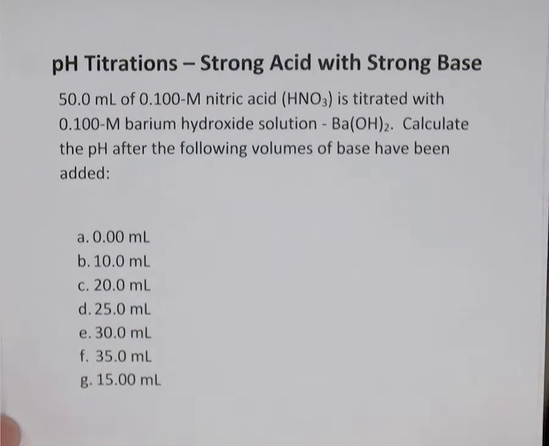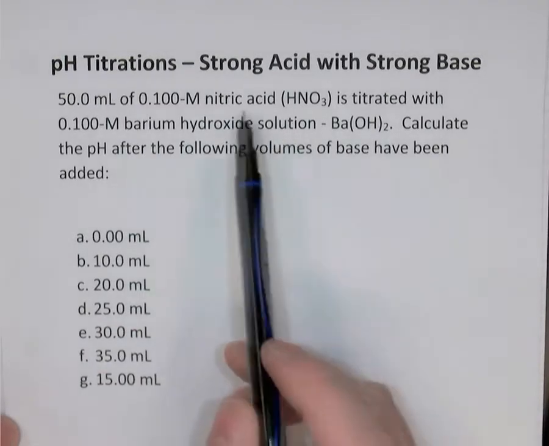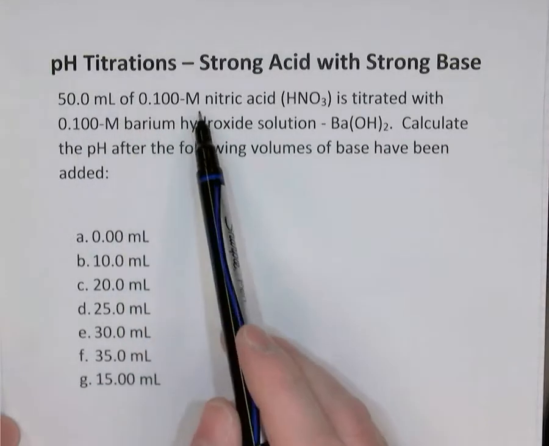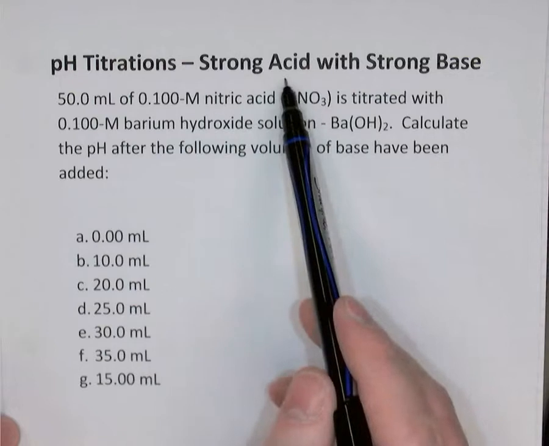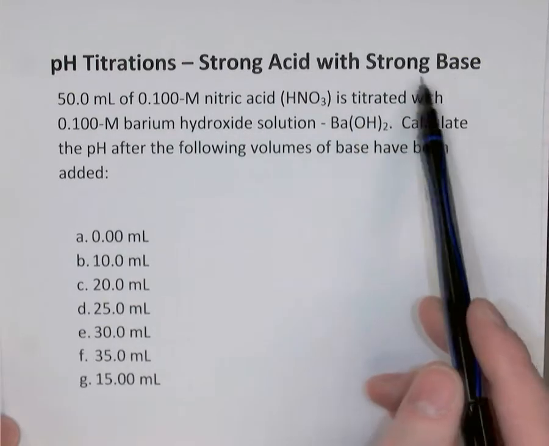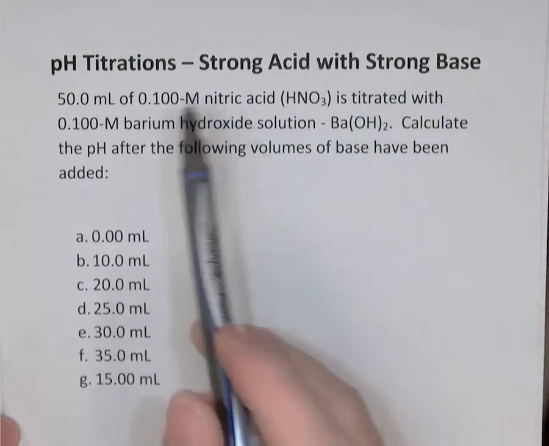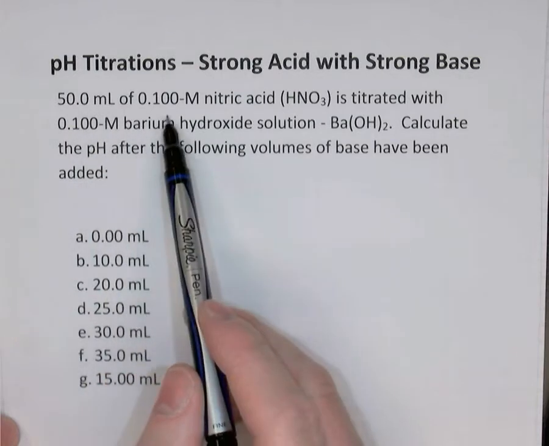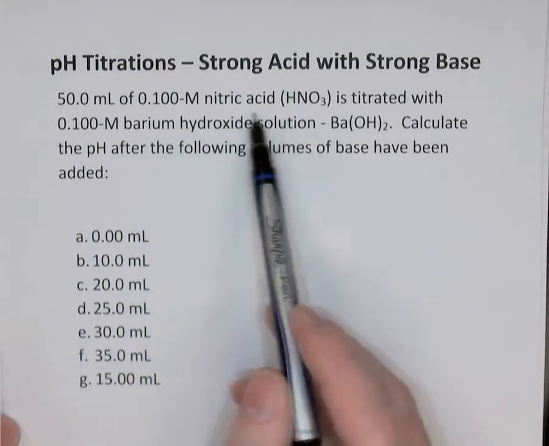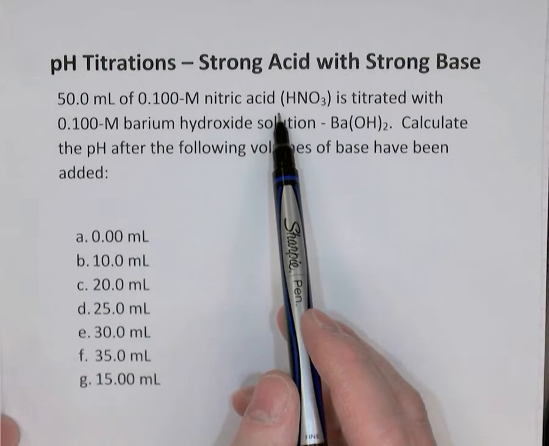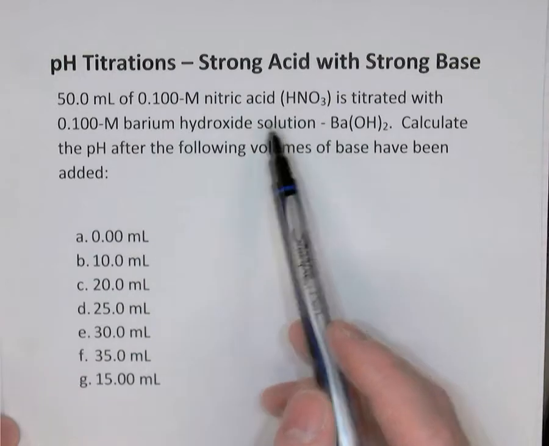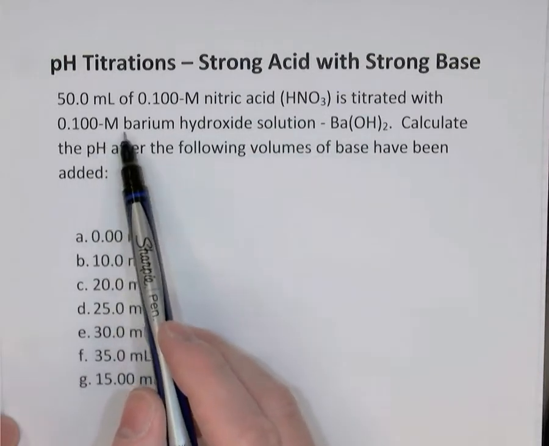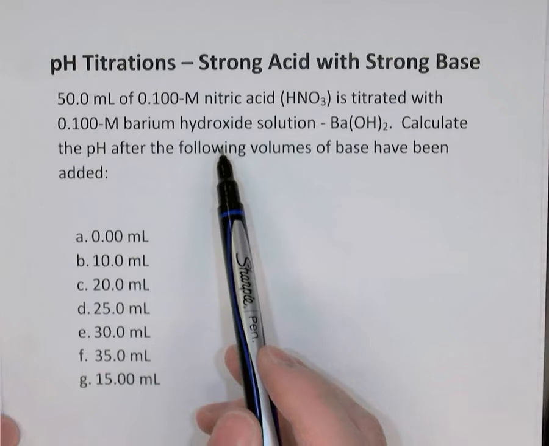Alright, in this video we're taking a look at the first type of pH titration problems. It's the most straightforward one, where there's a strong acid being titrated with a strong base. In this problem we've got 50 milliliters of 0.100 molarity nitric acid, and nitric acid's a strong acid, has a large Ka value. That's going to be in a beaker. It's being titrated with 0.100 molar barium hydroxide solution.